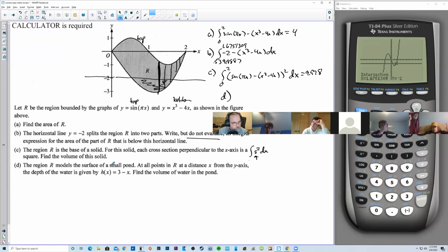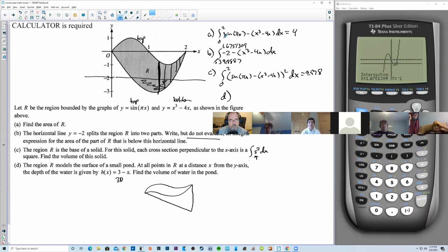Letter D, the R models the surface of a small pond. At all points in R at a distance x from the y-axis, the depth of the water is given by 3 minus x. So if this was the surface of the pond sitting up like this, then the depth would be 3 minus x. So the depth is getting deeper and deeper like that. So there's the line. So there's the depth. Now this is, in other words, this is your third dimension.